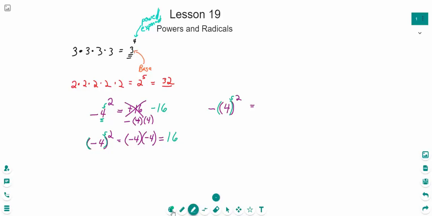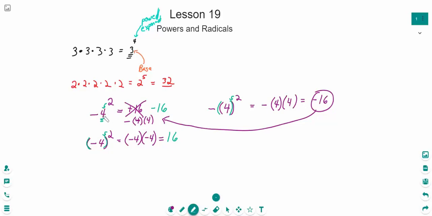So this negative sign, well, that's still there, but it's just all by itself. So we have that negative sign, and then we have a 4 being raised to the second power, which means it's being multiplied by itself. So we have a 4 times a 4, which is a 16, and then this negative gets tacked on to that, so we have a negative 16 as our answer. Notice that's the same as this problem over here, right? It's just written a little bit differently. Here I threw in a set of parentheses just to emphasize that it's only the 4 that's being raised to the second power. I didn't do that over here, but the answer is the same.